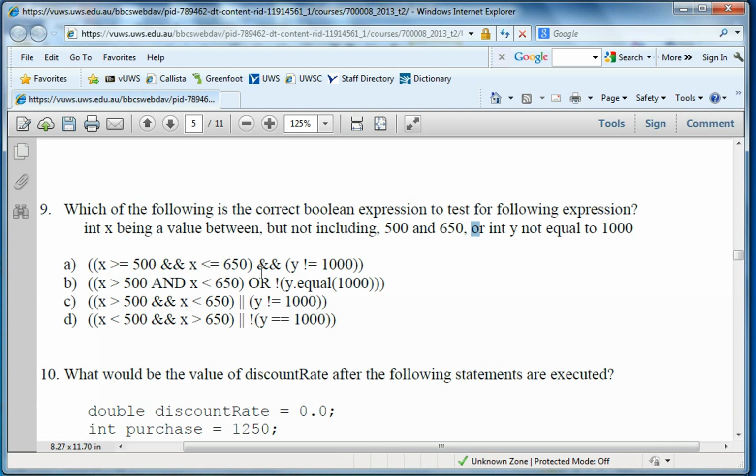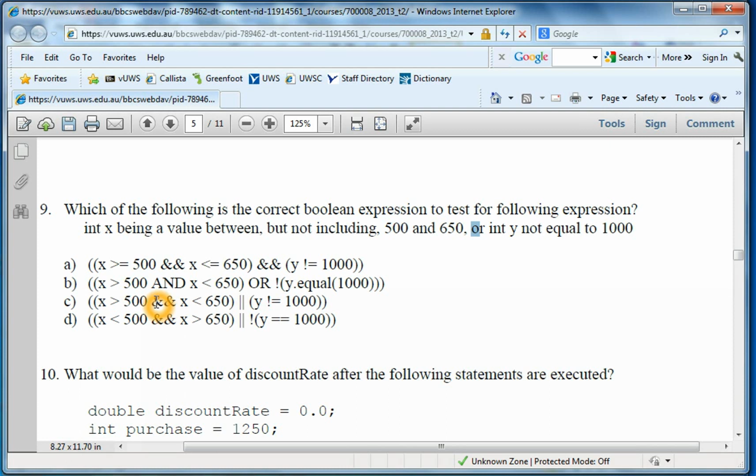Now let's look at this. We're trying to say something between 500 and 650. That means the number must be greater than 500 and less than 650. So there it is, it's greater than 500. Remember what I was talking about, the larger side of the symbol is the greater than. Some people get confused by that. And it has to be less than 650.